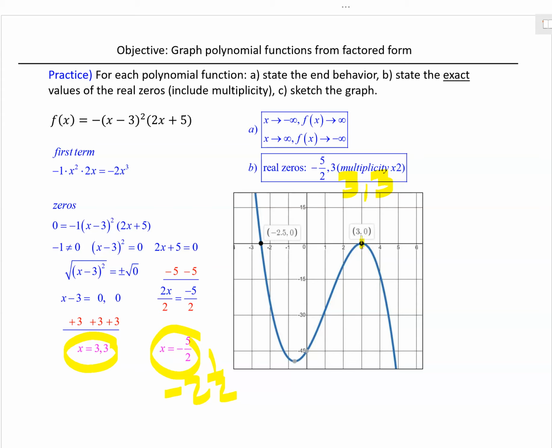Our end behavior, because our leading coefficient is negative, that right end has to go to negative infinity to match that sign. Because our degree is 3, which is an odd number, the other end goes in the opposite direction. So the left end goes up, the right end goes down, like in this case. All right, let's try another one.